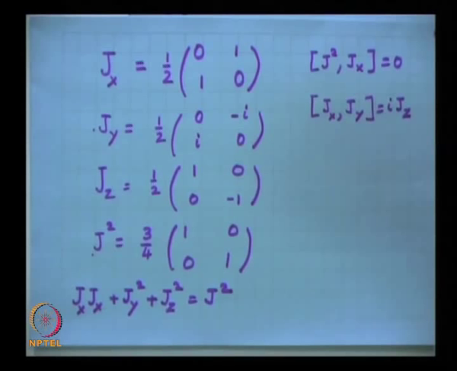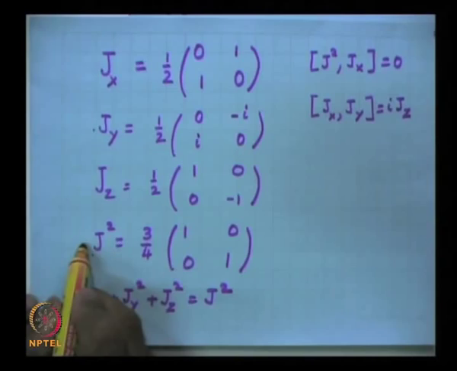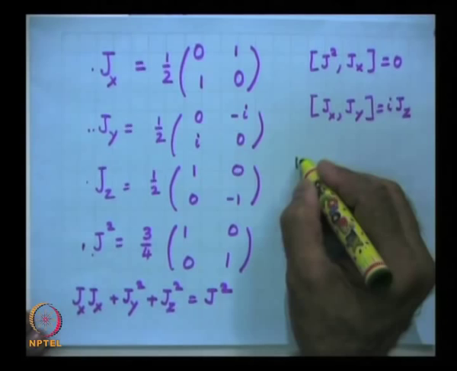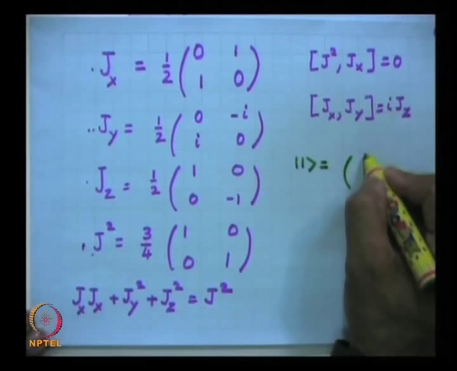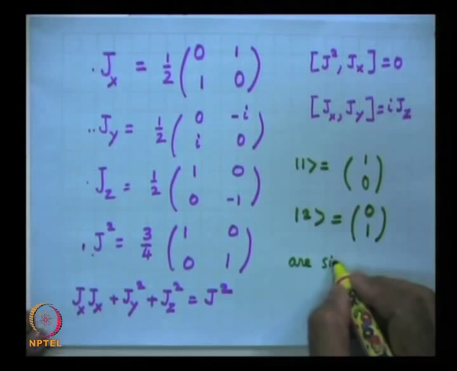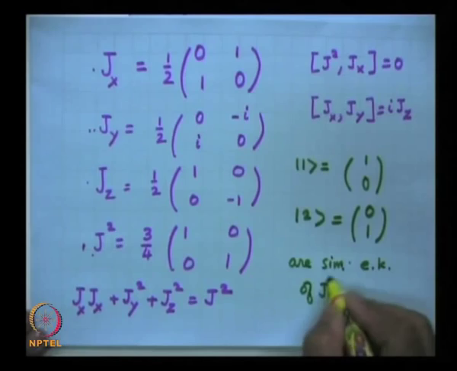Now, listen to this carefully. You can have simultaneous eigenkets of J square and Jx. You can have simultaneous eigenkets of J square and Jy. You can have simultaneous eigenkets of J square and Jz. In fact, the eigenkets that we have been using, which are eigenkets of Jz, ket 1 is 1, 0 and ket 2 is 0, 1. These two are simultaneous eigenkets of J square and Jz.